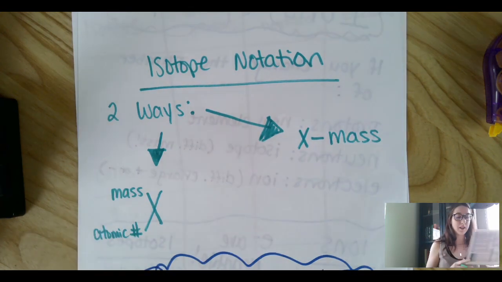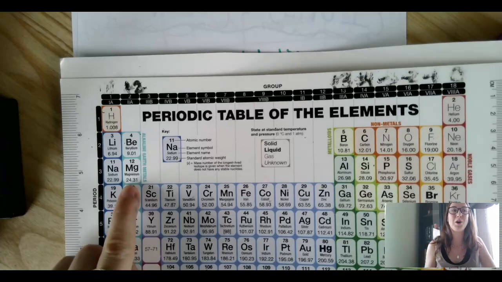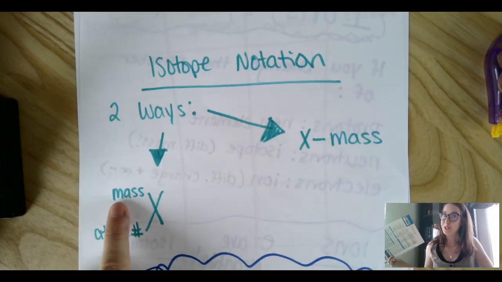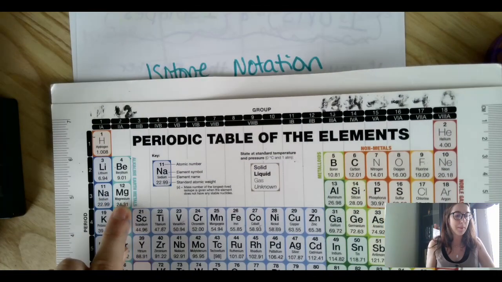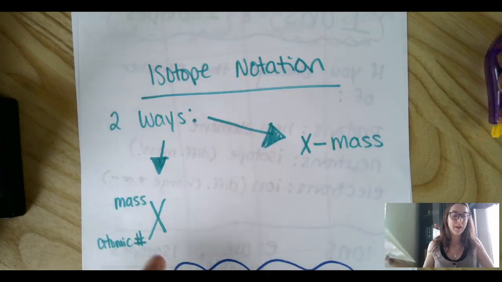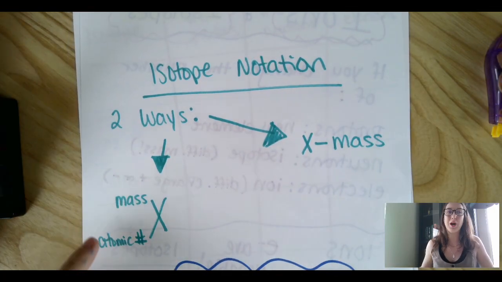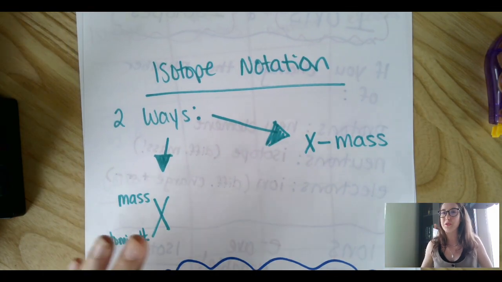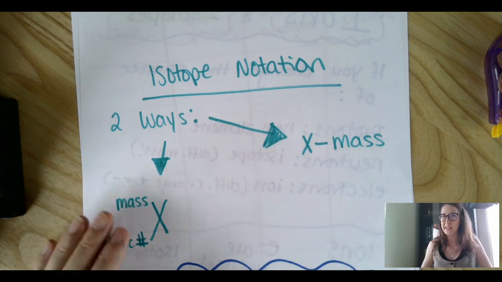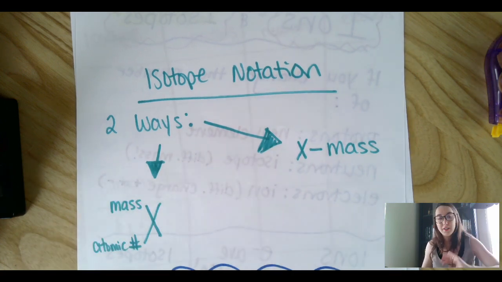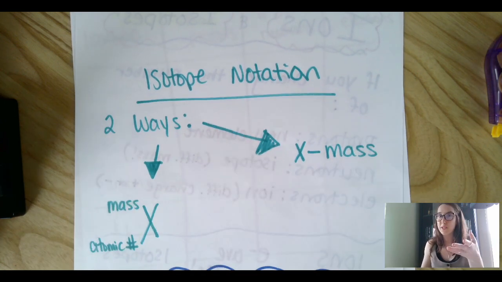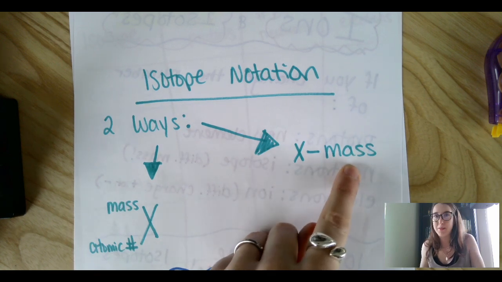The periodic table gives you the atomic number on the top and the mass on the bottom. For isotopes, it's mass on the top, atomic number on the bottom. So be very, very careful of that. Another way they could give it to you is they put the element's name or symbol, and then they say the mass, a number.